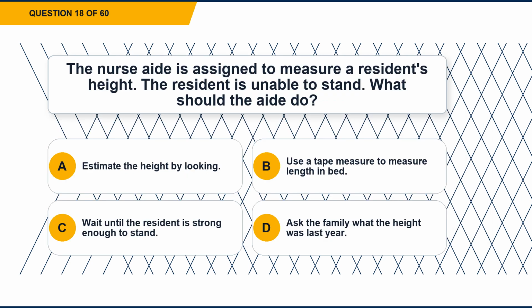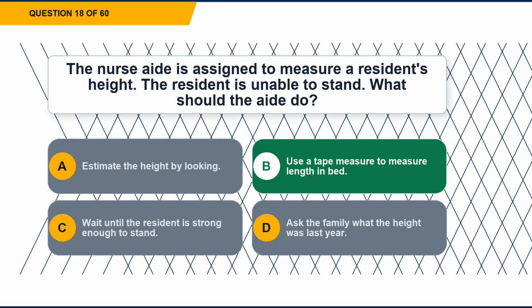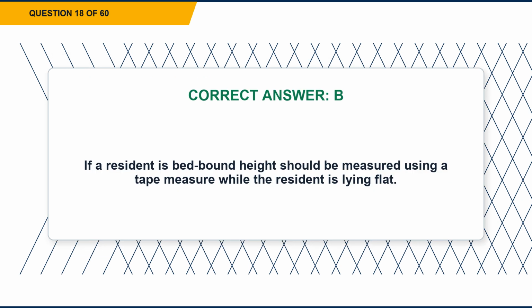Question 18. The nurse aide is assigned to measure a resident's height. The resident is unable to stand. What should the aide do? Option A, estimate the height by looking. Option B, use a tape measure to measure length in bed. Option C, wait until the resident is strong enough to stand. Option D, ask the family what the height was last year. The correct answer is option B, use a tape measure to measure length in bed. Explanation: if a resident is bedbound, height should be measured using a tape measure while the resident is lying flat.